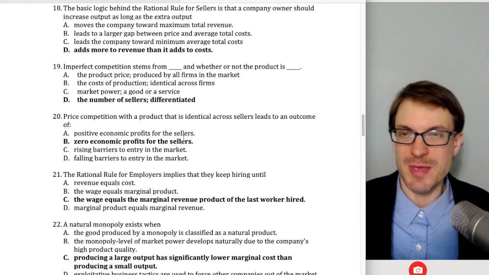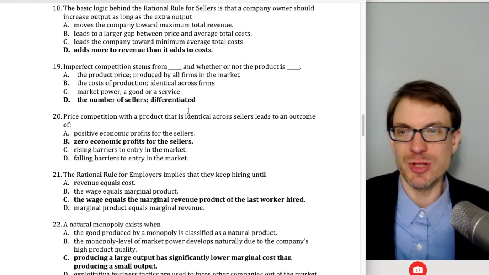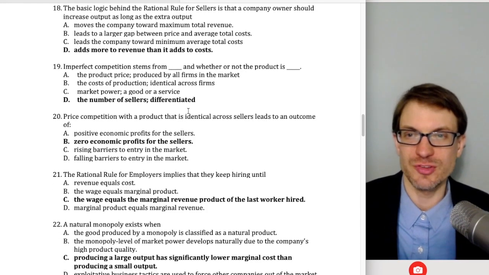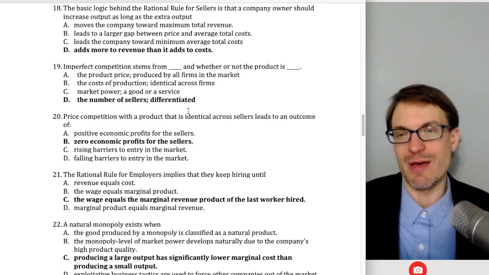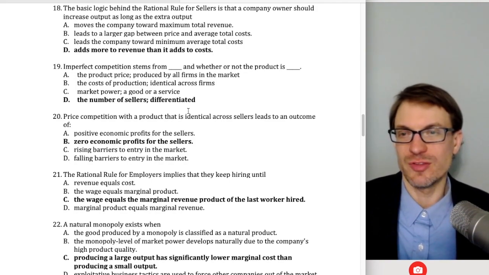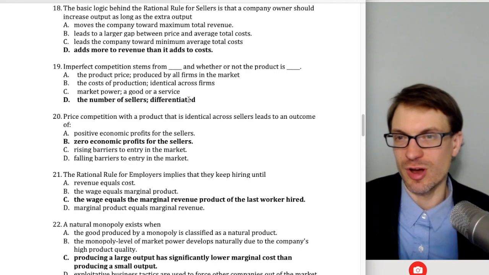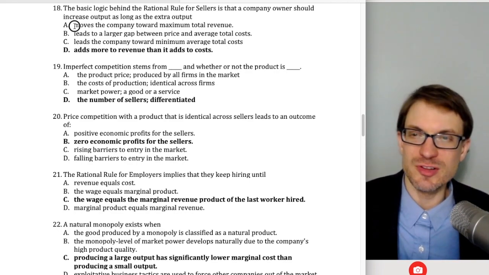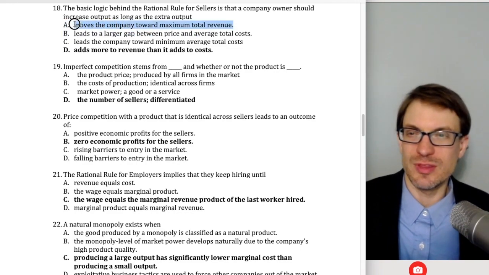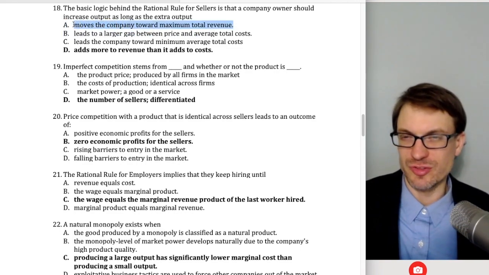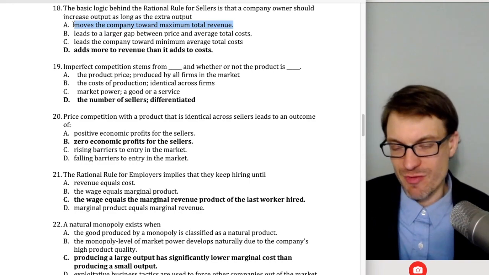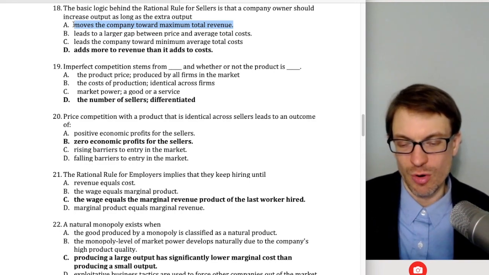The basic logic behind the rational rule for sellers is that a company owner should increase output as long as the extra output adds more to revenue than it does to costs, right? So the extra output, the incremental value created, the marginal benefit exceeds the marginal cost. Not necessarily moving the company towards maximal total revenue. As a matter of fact, the rational rule for sellers doesn't quite get that. It has profit maximization as its outcome and as its goal.